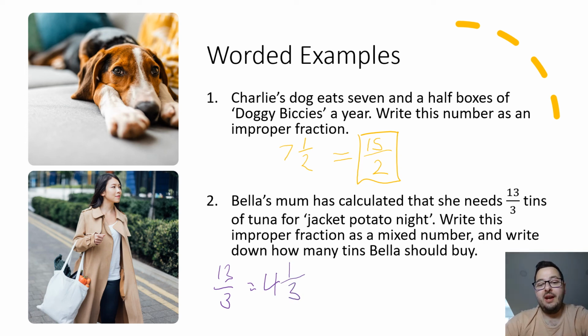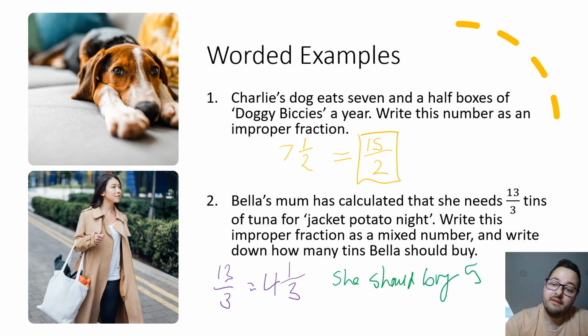Okay, but now we want to figure out how many tins she should buy. Now, if she buys 4 tins, she's not going to have enough, is she? Because she needs 4 and 1/3. And you can't buy 1/3 of a tin, so she'll have to buy 5 tins. So she should buy 5 tins of tuna, yeah, to make sure that she has enough.